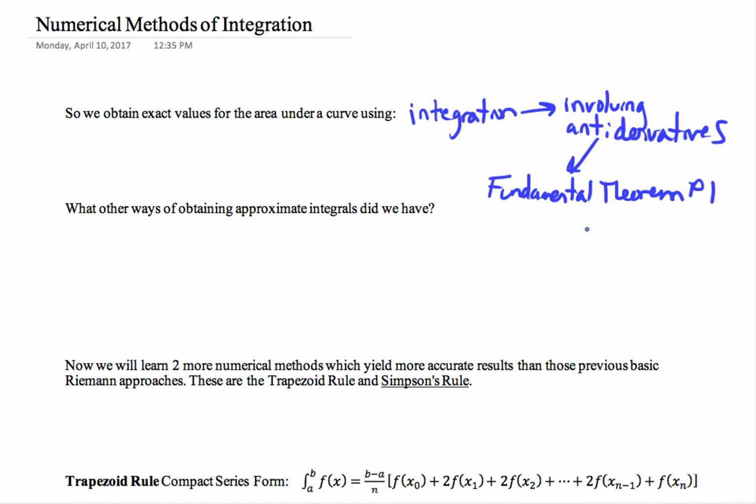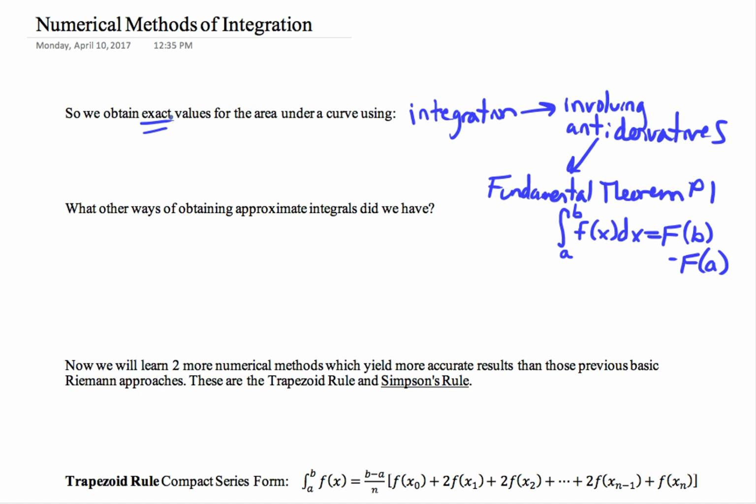part 1. Remember, the fundamental theorem of calculus, part 1, says that to obtain the exact value of the integral from a to b, where that means the area under this curve f from a to b, the way you do that is you find the antiderivative of f at b, you subtract the antiderivative of f at a, and that function evaluation becomes the area under the curve. So that's how you find the area under the curve exactly.